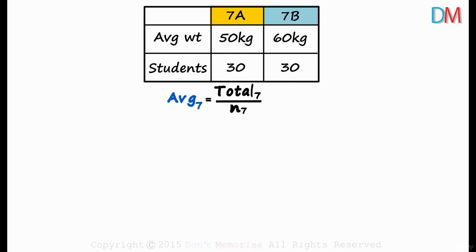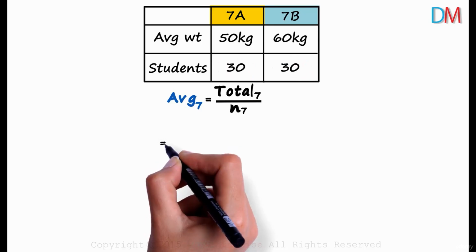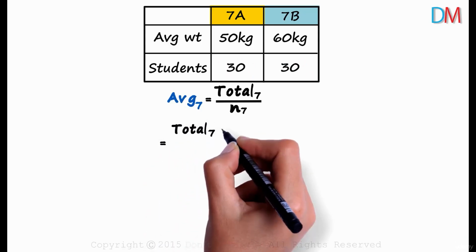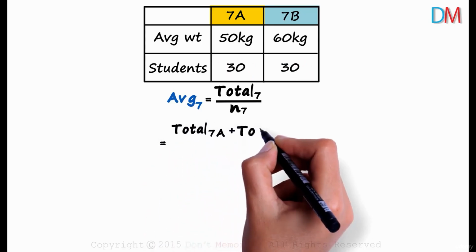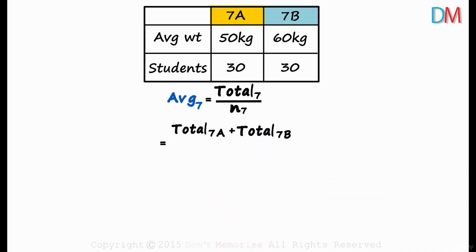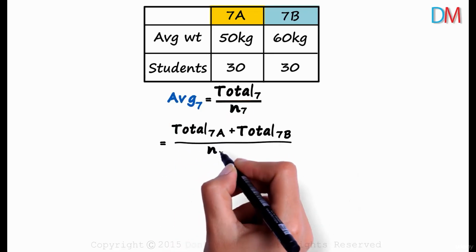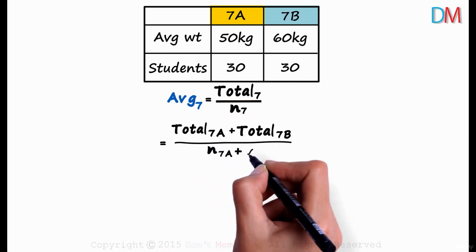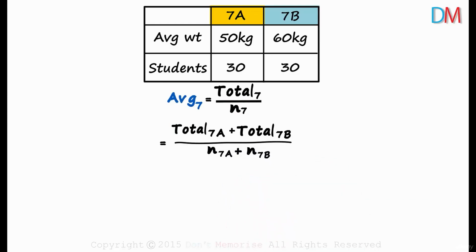So the total weight of students in class 7 will equal the total weight of students in class 7A plus the total weight of students in class 7B. This will give us the total weight. And what about the total number of students in class 7? It will equal the number of students in class 7A plus the number of students in class 7B.